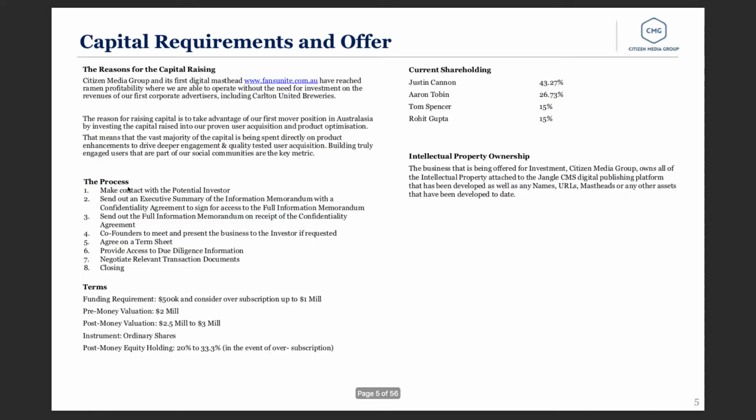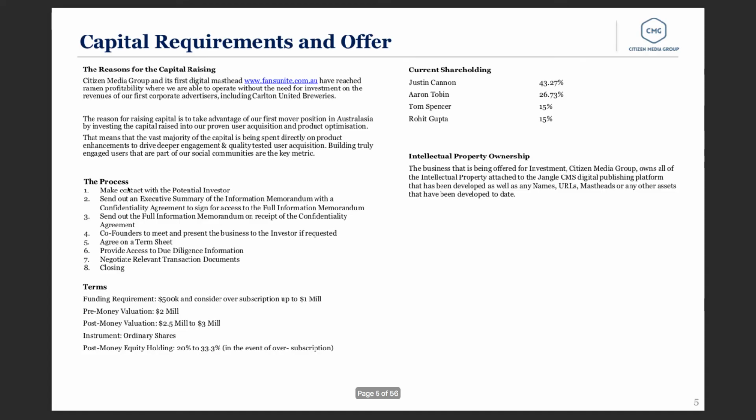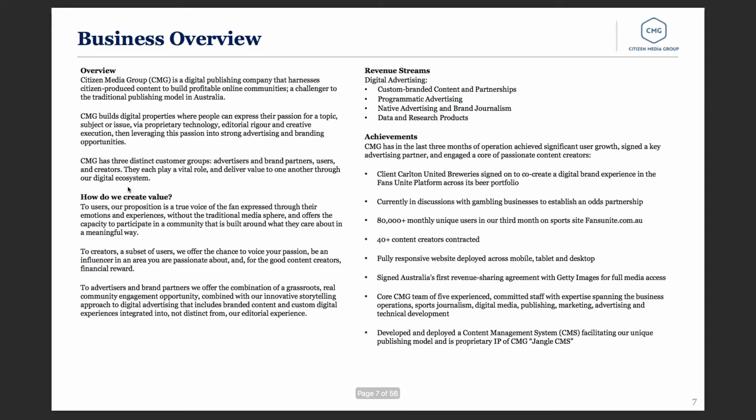We told them how much money we were raising and what the process was. $500,000 to $1 million, sorry. This is our overview. This is a version of our executive summary, although we also had an executive summary that was just text, which I'll bring up in a second. In the summary, we were basically saying: this is who we are, this is our value proposition, this is how we make money, and this is the traction that we've gotten. And the one we led with at the top was that we've sold some advertising.